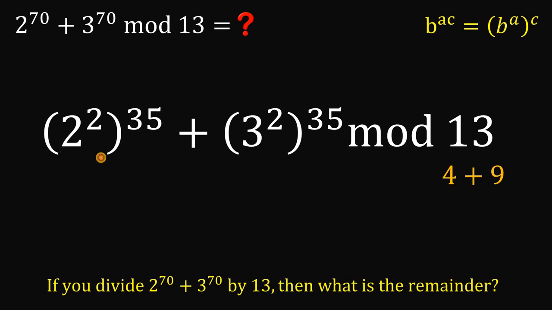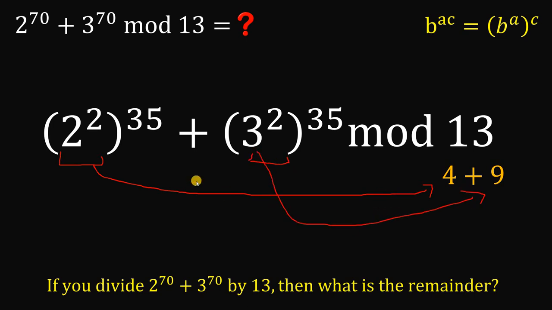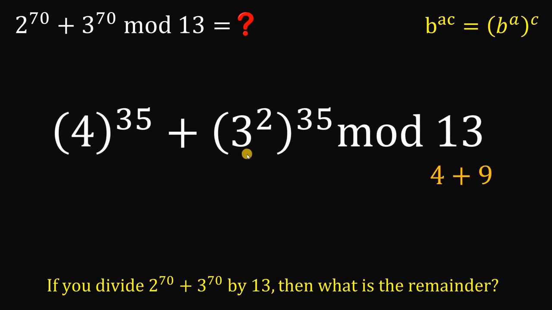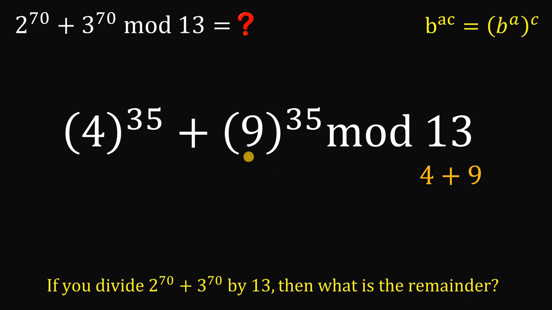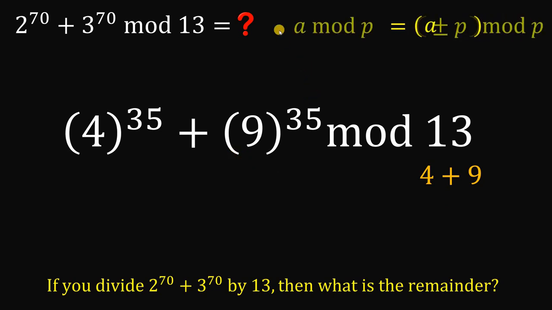Now, 2 squared, we know this is equivalent to 4. And 3 squared must be equivalent to just 9. So, let's do that. So, 2 squared gives us 4 and 3 squared will give us 9. Now, why is this important? Because we will use some laws of modular arithmetic. So, if we have a mod p, it must be congruent or equal to a plus or minus p, or we can add a multiple of p and then get mod p.